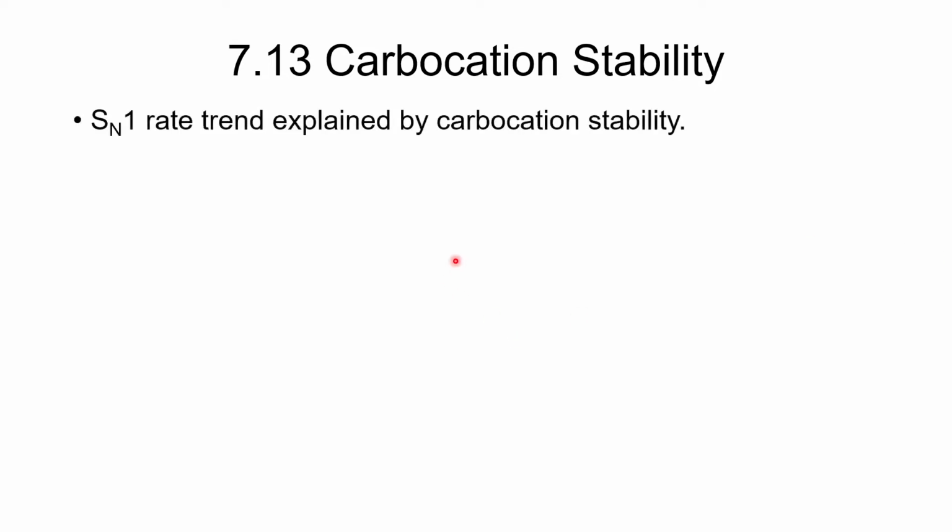In our fourth and final video for Chapter 7, we're going to be looking at carbocation stability to start with. The reason we're looking at carbocation stability is that we saw carbocations show up in the SN1 mechanism. And it turns out that we can use carbocation stability to explain the rate trends that we saw for the SN1 mechanism.